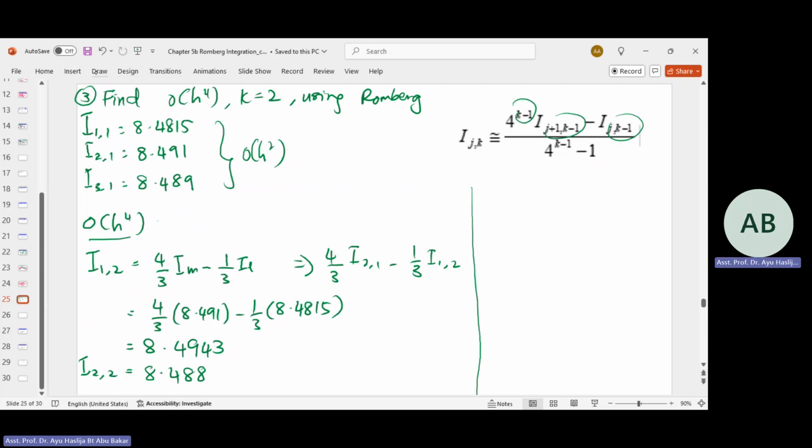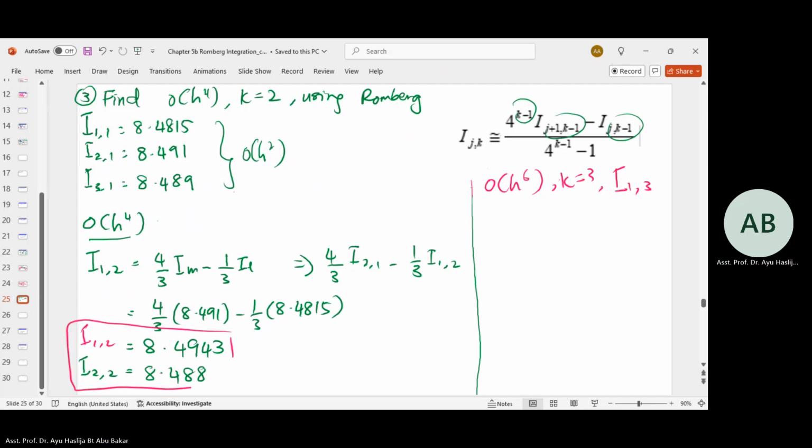Last step is next level. OH6, level 3, which is I13. So you will use the value from I12 and I22, these two values. For I13, if you sub into the general Romberg equation, you should get this equation.